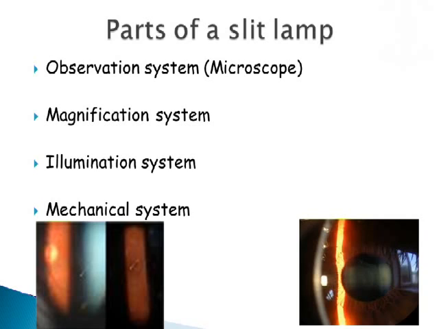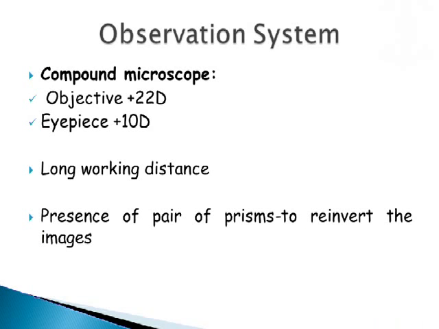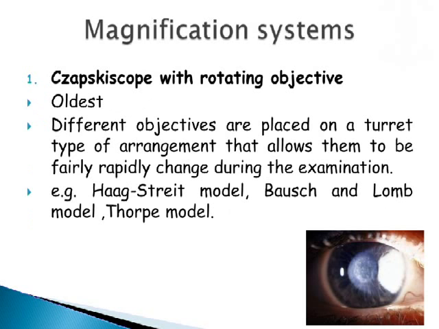So what is the observation system? The observation system is a compound microscope where there is an objective and an eyepiece. The objective is of 22 diopters and the eyepiece of 10 diopters. It has a long working distance, and there is a pair of prisms to re-invert the image, because we essentially have positive lenses, so we need prisms to invert the image.